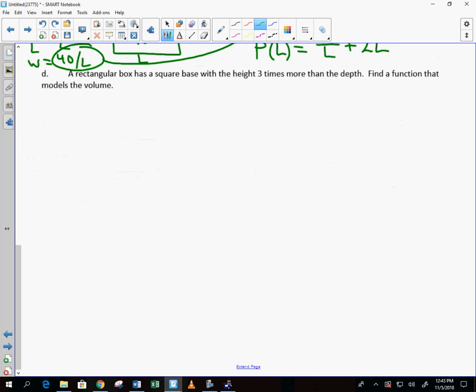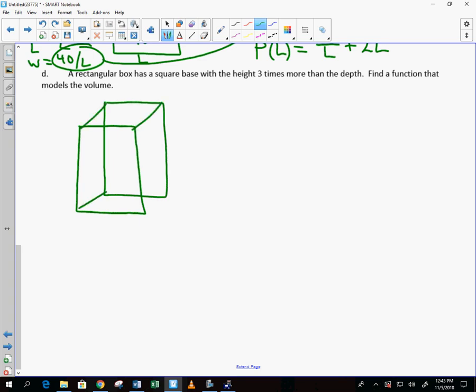One more. A rectangular box has a square base. If you've never had practice drawing three-dimensional figures, you can just draw one rectangle and then draw another rectangle that's offset inside of that one, and then just connect the vertices. And you get a pretty decent looking three-dimensional figure.